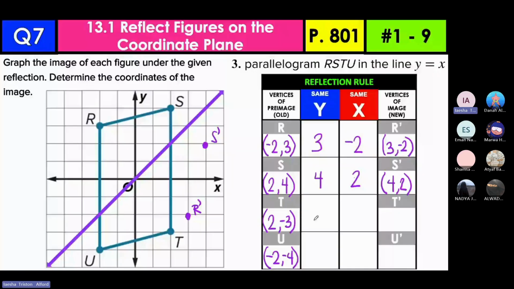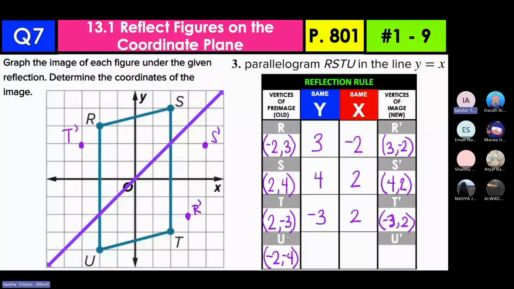T prime, keep the same y: -3. And keep the same x: +2. So -3 and +2. Where is it in the graph? 3 units left and 2 units up. So this one is T prime.